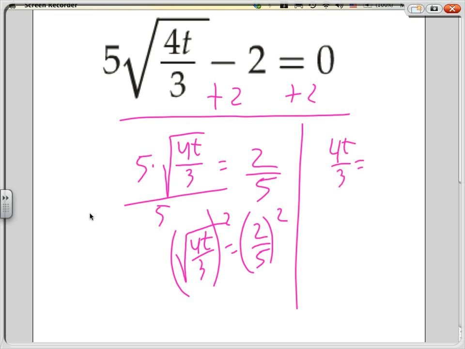Now this is one that can tend to throw people off. What is 2/5 squared? 4 over 25. Very good. 4 over 25. Okay. How do I solve for t? Divide by.